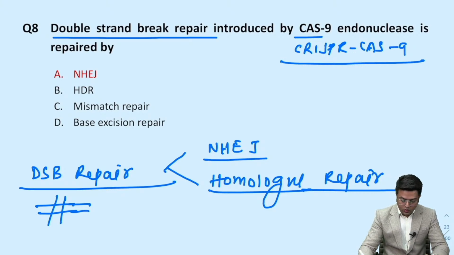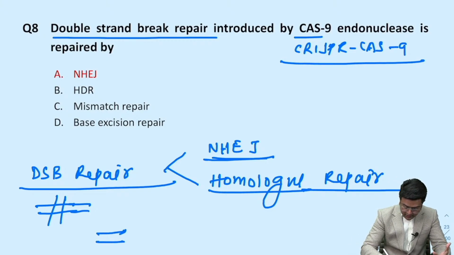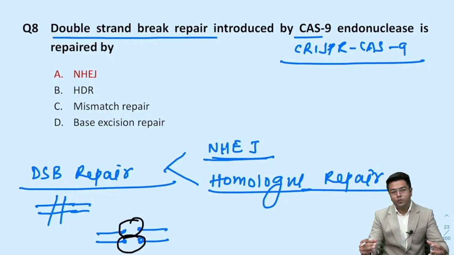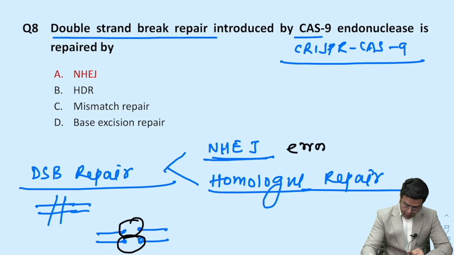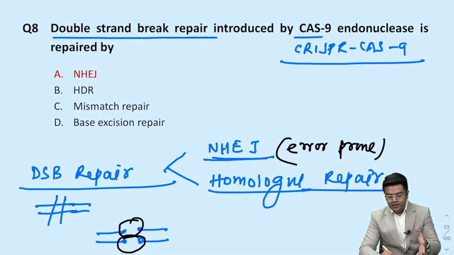Fine. So NHEJ is the most commonly utilized process to join these broken ends. So these are the broken ends, guys, let's say double stranded DNA. They will be just fused using some proteins and some ligase enzymes. So guys, it is error prone, because we are not replacing the deleted strand, right? Then why is it done commonly?